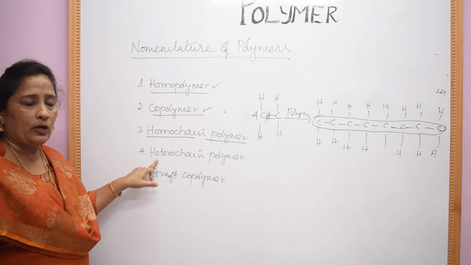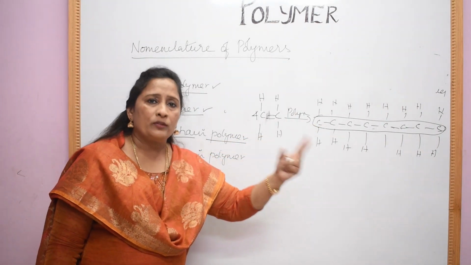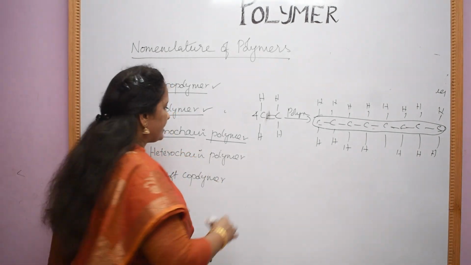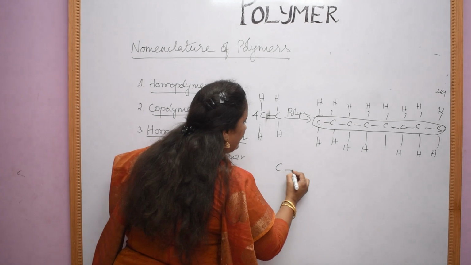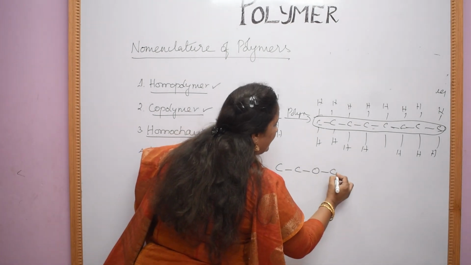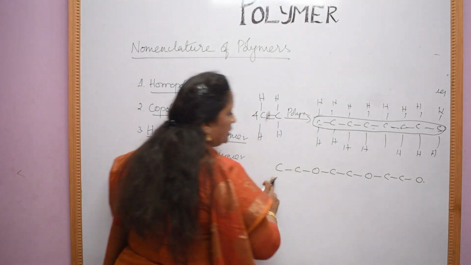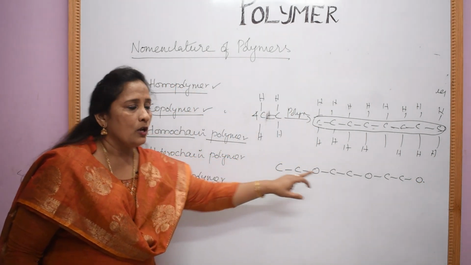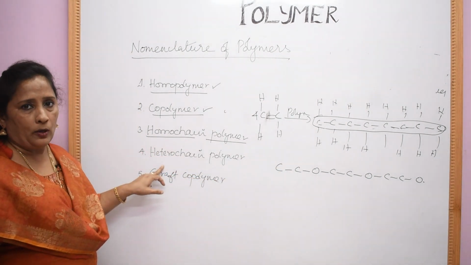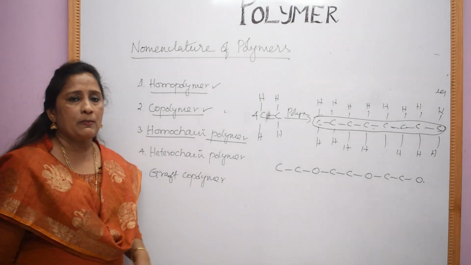Coming to heterochain polymer, if the main chain of the polymer is made up of more than one type of atom. Say for example, we are going to see various types of polymerization. In that you will see the main chain may be consisting of CCO, CCO like that. Right? So if the main chain of the polymer is made up of different types of atoms, we call it a heterochain polymer.